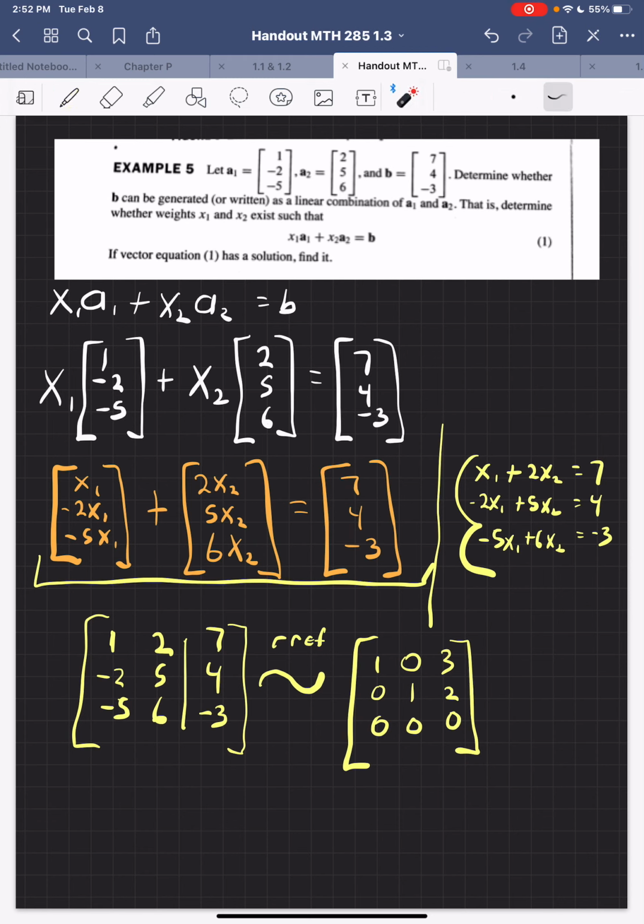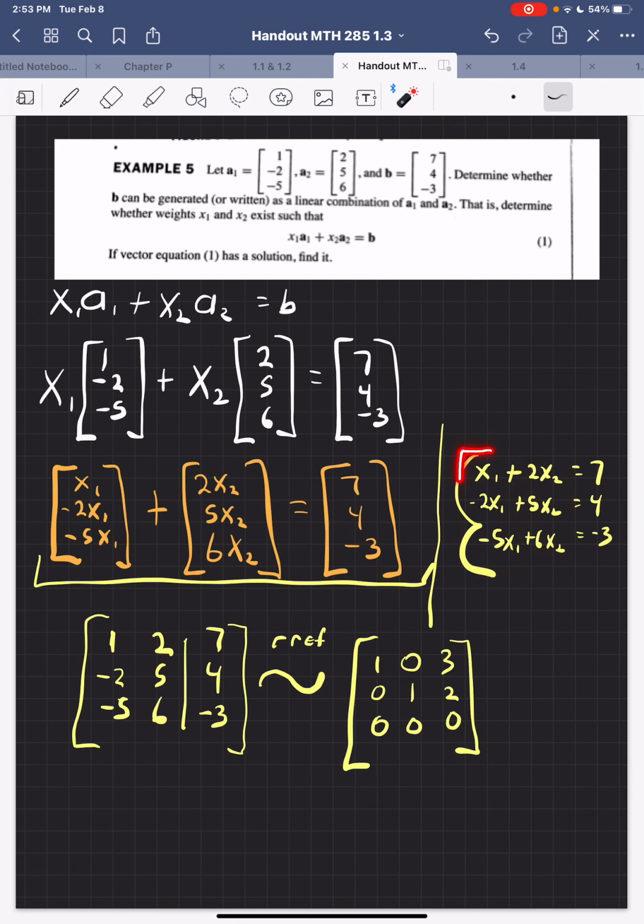Right? So when I RREF, when I reduce row echelon form this matrix, this is the row reduced form of that matrix. So now your answer is right in front of you. Remember that the equations represent the rows. So equation 1, row 1. Equation 2, row 2. But the columns represent the variables.